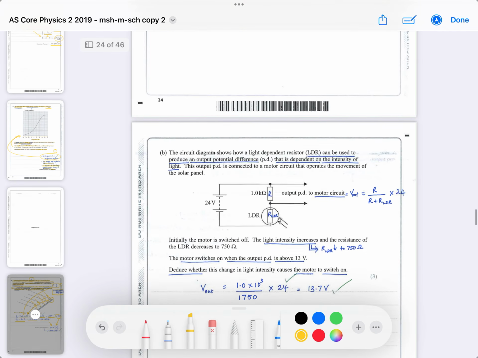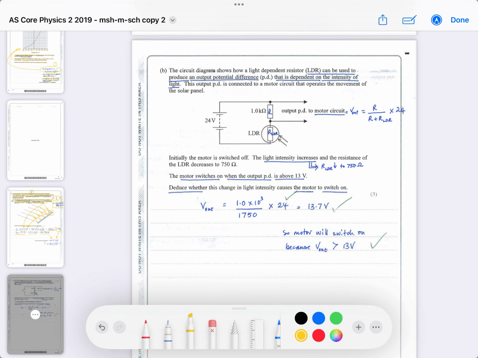And that takes us to the next part of this question, which is using electricity again. So the circuit diagram shows how a light-dependent resistor, an LDR, can be used to produce an output potential difference that is dependent on the intensity of light. So the output potential difference is here, and it goes to a motor circuit. So we're going to run a motor with it. And the output PD is connected to a motor circuit that operates the movement of the solar panel that we've just been considering in part A.